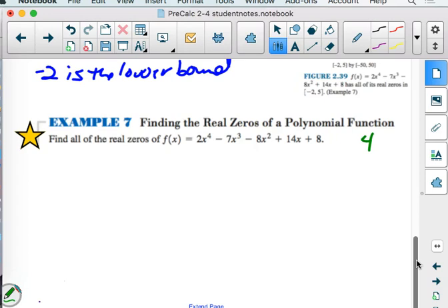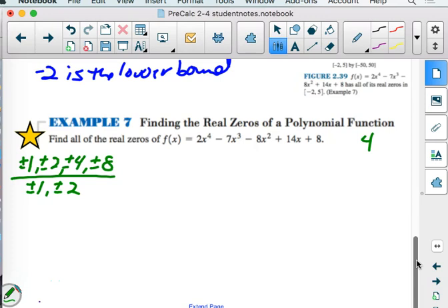But I do know my list of possibles. I've got an 8 in the back. So plus or minus 1, plus or minus 2, plus or minus 4, plus or minus 8. And then I have a 2 in the front, which would not factor out. I can't pull the 2 out of everything. So plus or minus 1, plus or minus 2.